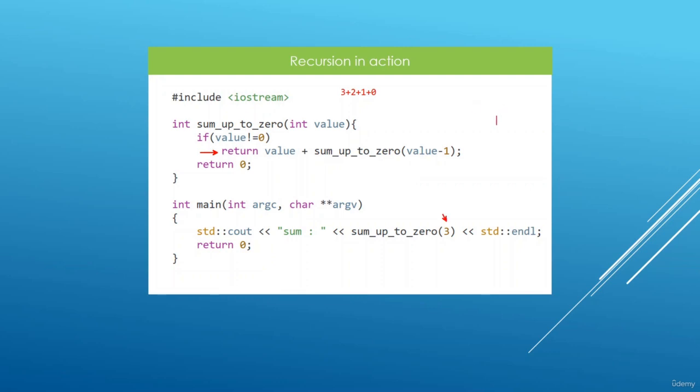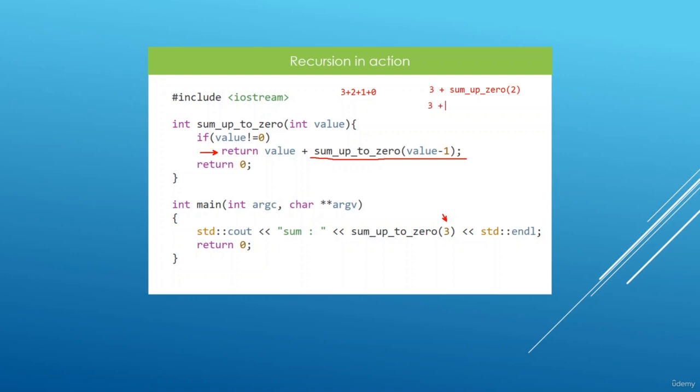The first time we call it, it is going to take this value we have in here and say 3 plus sum up to 2. And the argument is going to be a 2 because we are passing in value minus 1, and value is 3 the first time we call this function. When this call is executed, the evaluation is going to be 3 plus, and we're going to want to do sum up to 2.